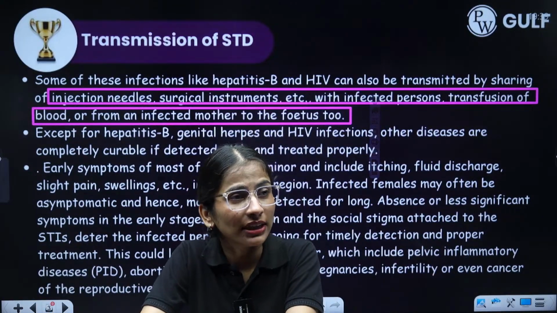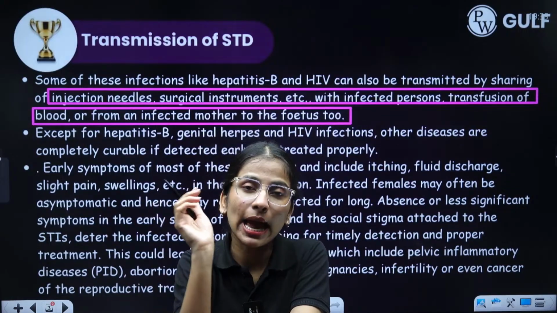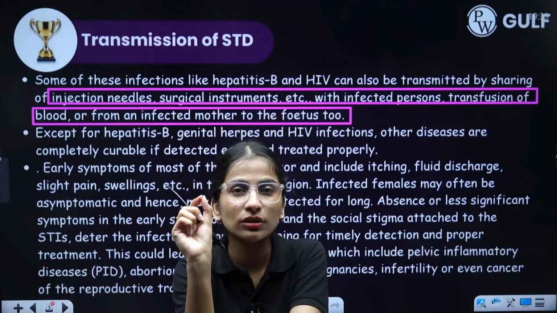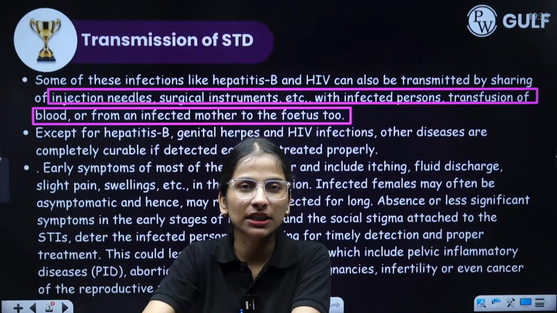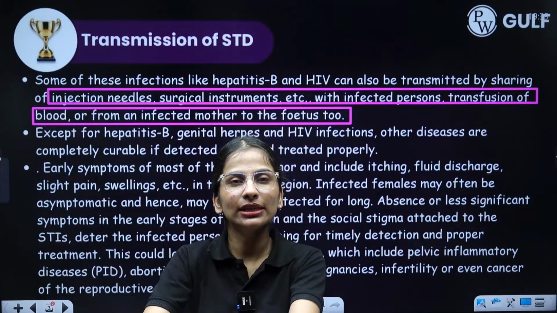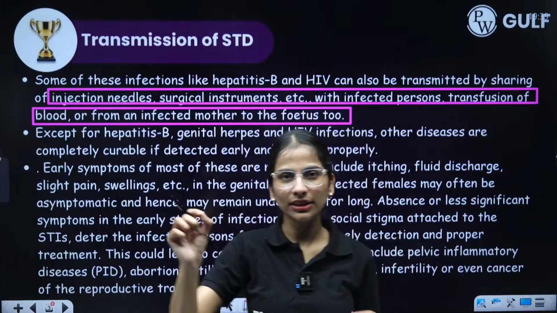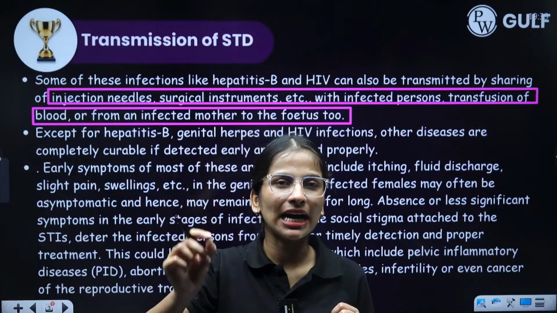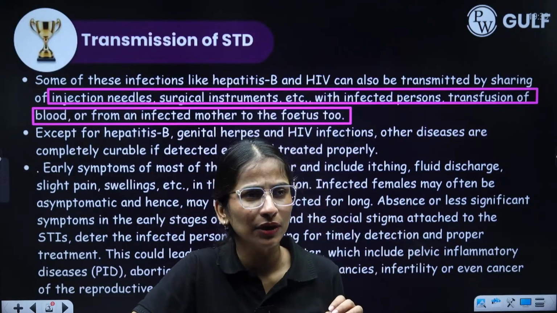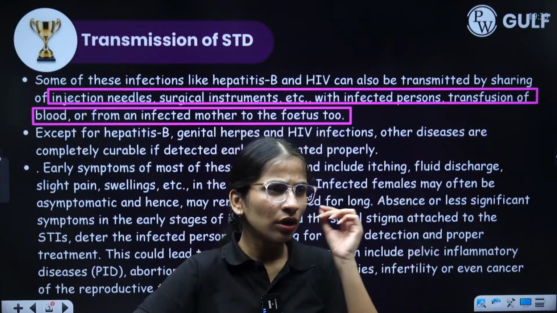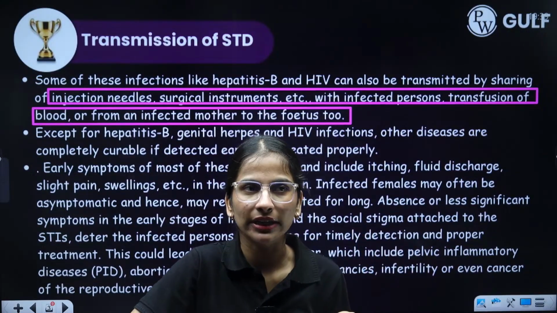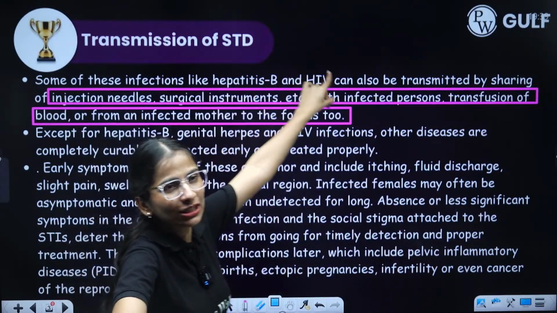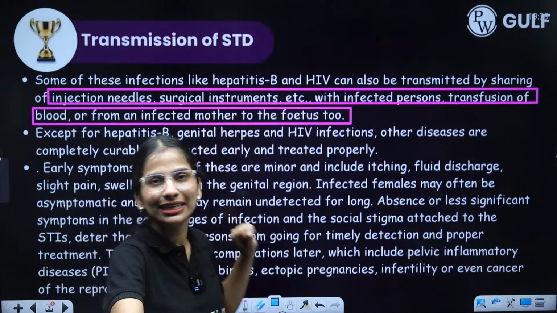Hepatitis B and HIV are both viral sexually transmitted diseases, or we can say VD, venereal diseases, or reproductive tract infection, which is RTI. These three terms can be used for STD. No matter which word they use, remember they are talking about STD only. So they are talking about how these two can be transmitted by these methods.